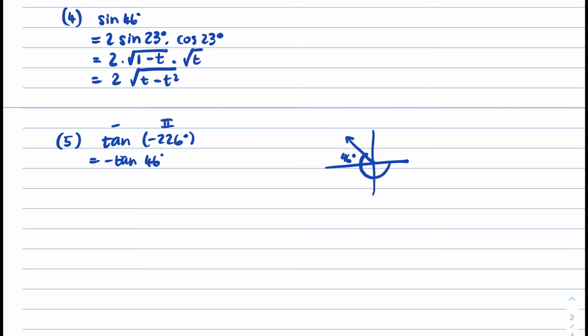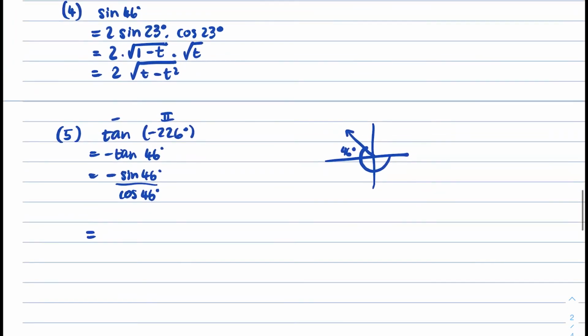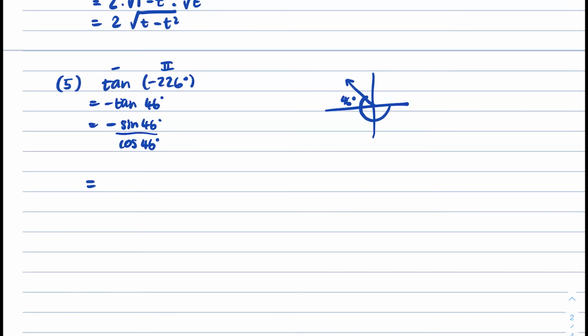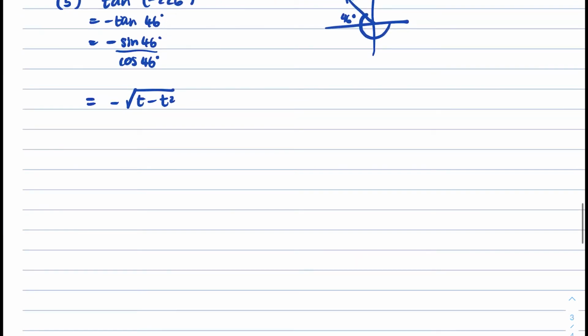Now we don't have tan double angles in grade 12, so we're going to write this as the negative sine 46 degrees divided by the cosine of 46 degrees. We've already seen that the sine of 46 degrees is 2 root t minus t squared, so we've now got the negative root t minus t squared. And the cosine of 46 degrees, we've already seen that one is 2t minus 1. So in our denominator, 2t minus 1. And then there's our answer in terms of t.